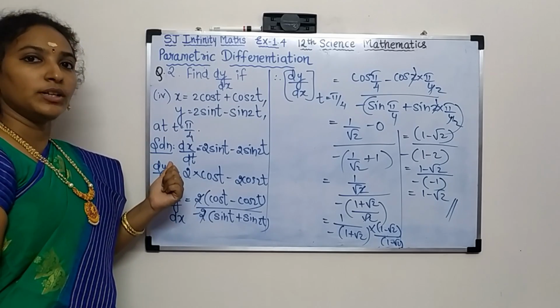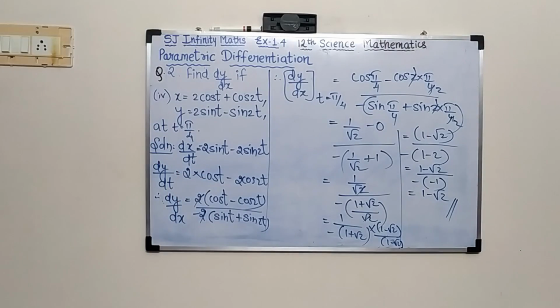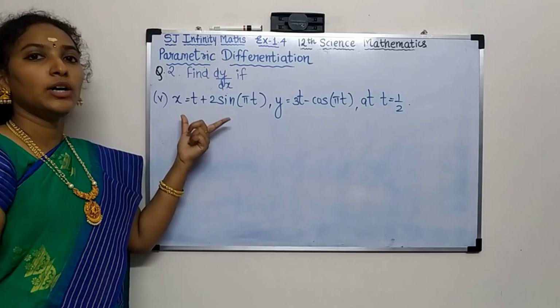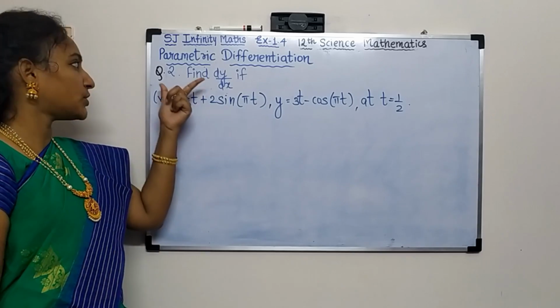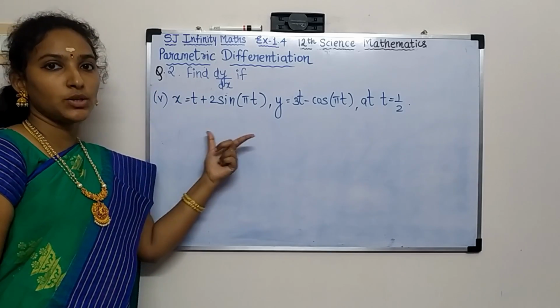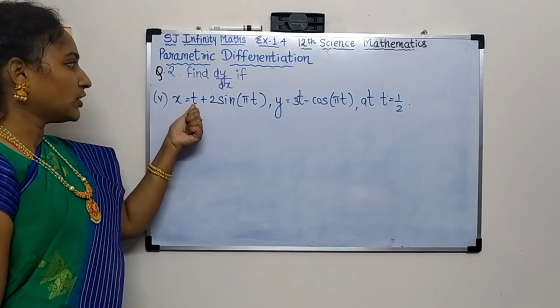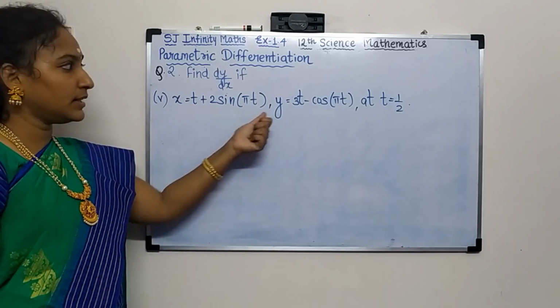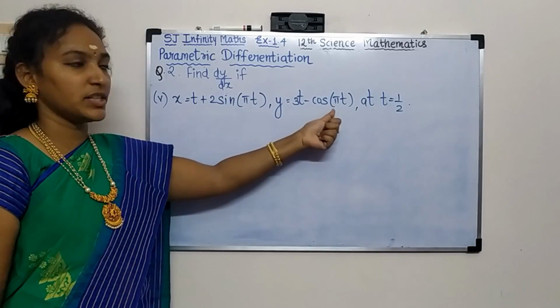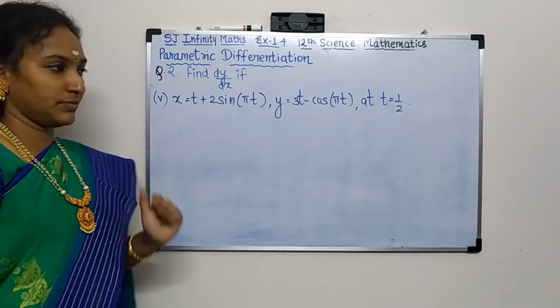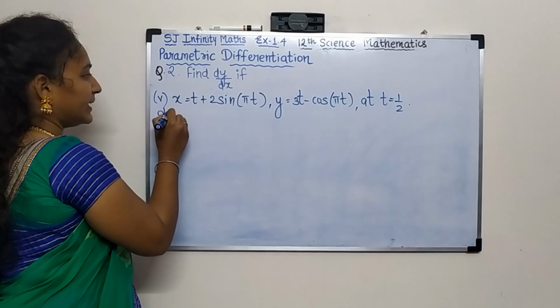Now let us move on to the question number 5. See, now we have the last question of question number 2 and the simplest question among the 4 above. We have x equal to t plus 2 sin pi t, y equal to 3t minus cos pi t, for t equal to half. Calculate dx by dt.